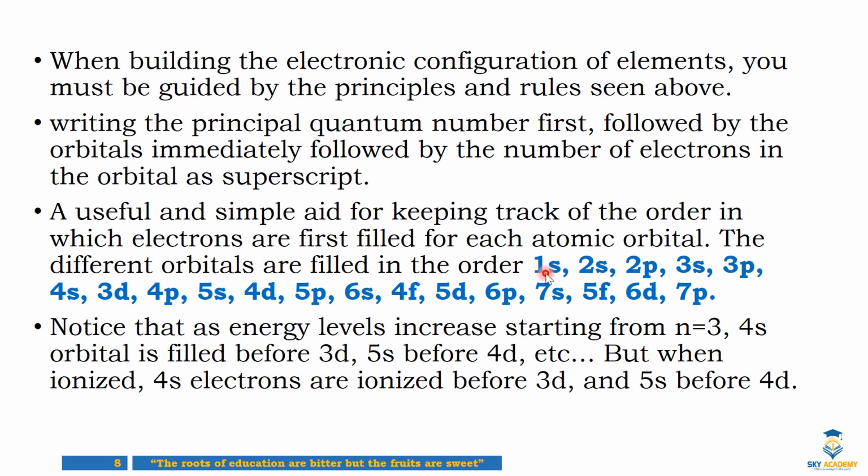So 1s, 2s, 2p, 3s, 3p, 4s, 3d, 4p, 5s, 4d, 5p, 6s, 4f, 5d, 6p, 7s, 5f, 6d, 7p. This is the order we need to follow. It means that for the case when an atom has, for example, 35 electrons.